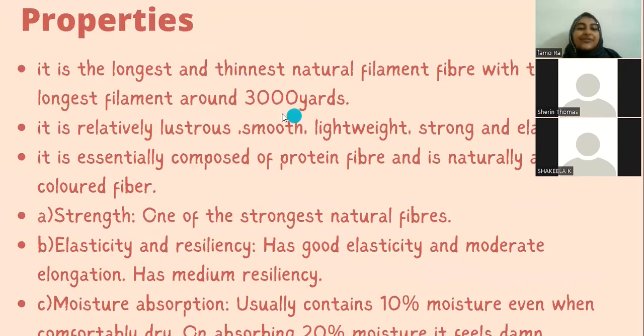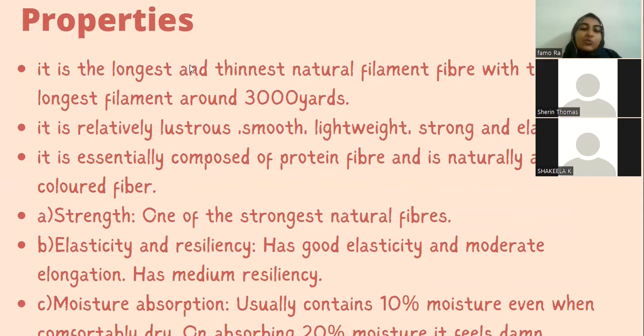Now, the properties of silk. What are the properties of silk? It is the longest, thinnest natural filament fiber, with the longest filament around 3,000 yards. It can go up to 3,000 yards. So it's a very long fiber, a filamentous structure. It is relatively lustrous. When you think about silk itself, you imagine a shiny appearance, right? It is smooth, lightweight, and elastic. It is essentially composed of protein fiber and it is naturally a white colored fiber.